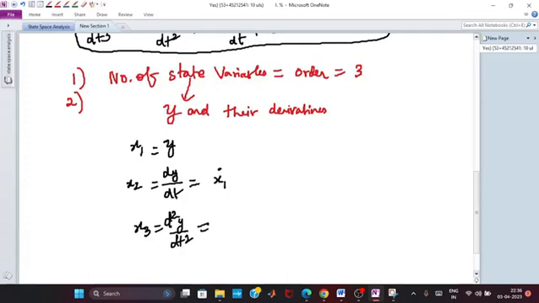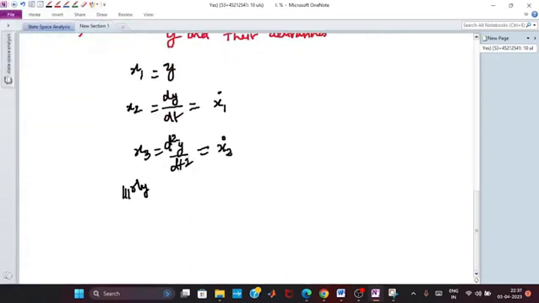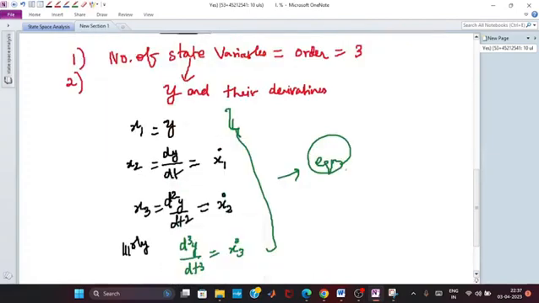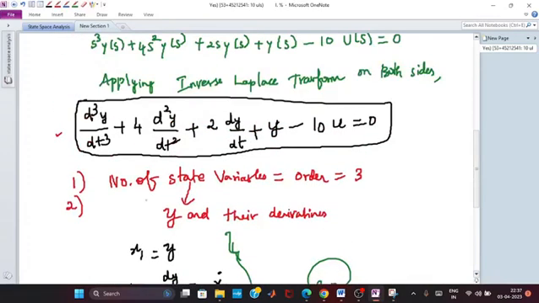Similarly, x3 is equal to d square y by dt square, or I can write x2 dash, the derivative of x2. Similarly, d cube y divided by dt cube is equivalent to x3 dash. That's it. So now what you have to do is put all these equations into the given differential equation.